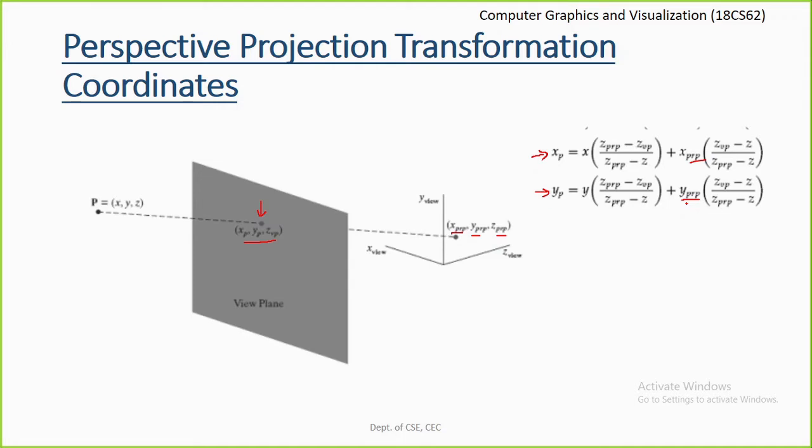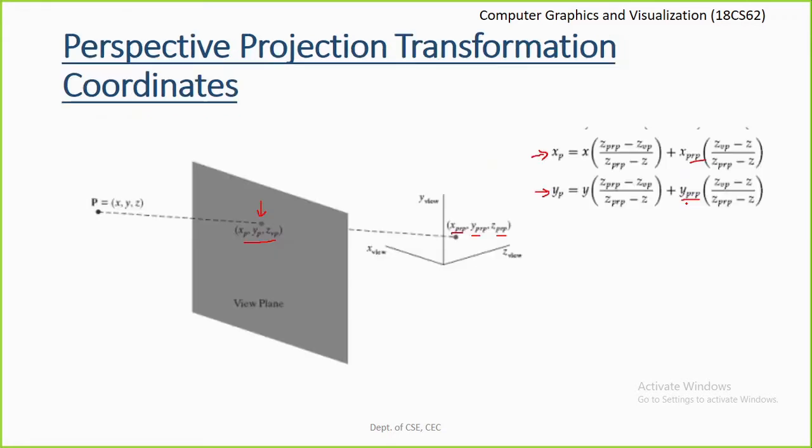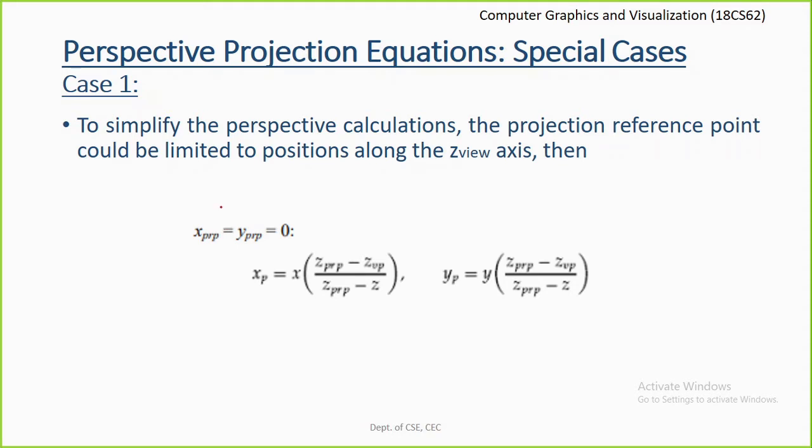Let us try to understand the first case, case 1. Now to simplify the perspective calculations, the projection reference point could be limited to positions along the z view axis. So xprp and yprp can be 0 and only zprp needs to be considered. So to simplify the perspective calculation, in case 1, the projection reference point could be limited to positions along the z view axis. Then we need to initialize xprp and yprp equal to 0.